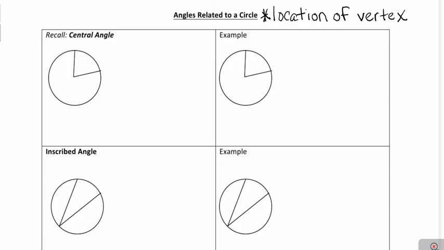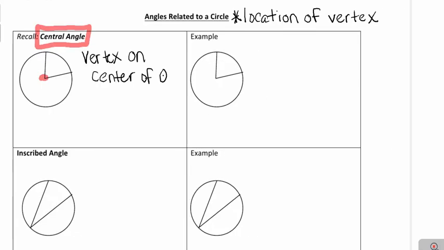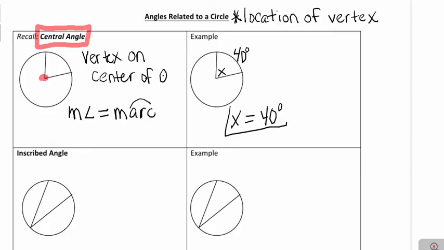So we've already talked about central angles. So this first one is just kind of review. In central angles, notice that the vertex is located on the center point of the circle. And we already know that if the vertex of the angle is on the center of the circle, then the measure of the angle is equal to the measure of the arc that that central angle contains. So for example, if we wanted to find the measure of this central angle and we knew that the minor arc between it is 40 degrees, then the measure of that angle would be equal to the measure of the arc, so it would be 40 degrees.